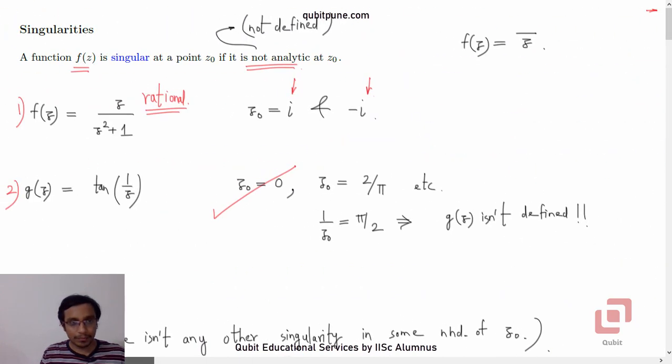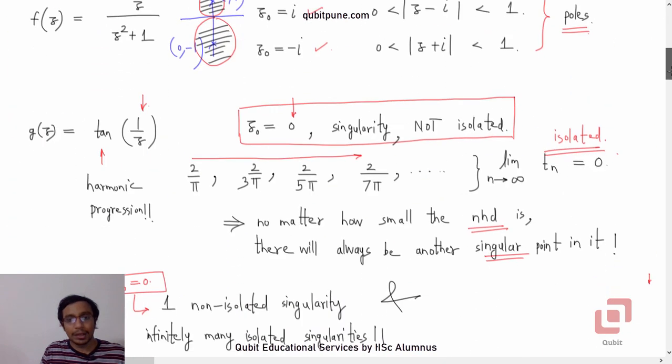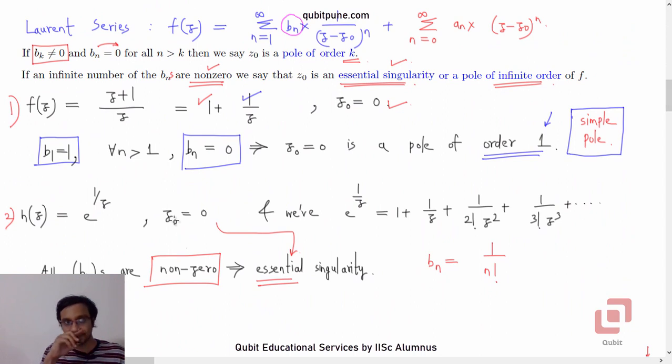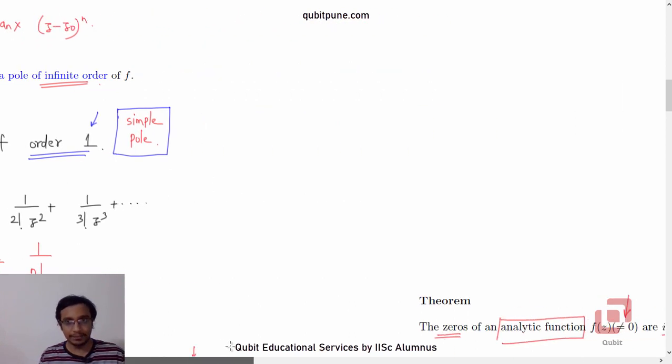A pole of nth order means the associated coefficient of the Laurent series is not 0 and all other coefficients with a subscript greater than n are equal to 0. So that is what we mean by a pole of order n.